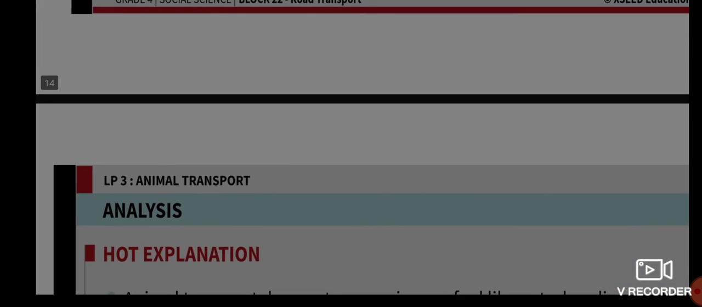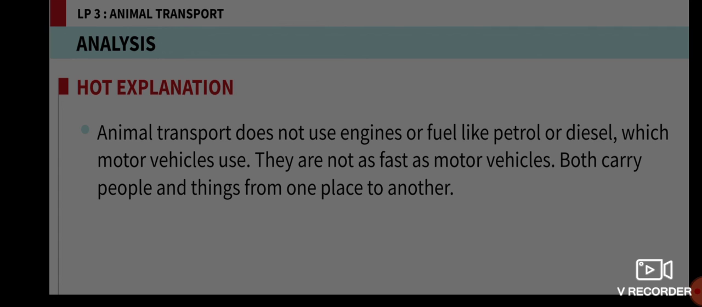So the answer is very simple, okay? Animal transport does not use an engine, neither do they use fuel like petrol or diesel. Motor vehicles need fuel to run, they need petrol, they need diesel, and they need an engine. So you see the difference: animals are not as fast as motor vehicles like bus, car, truck, okay?